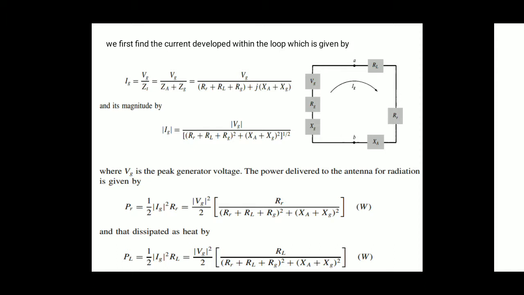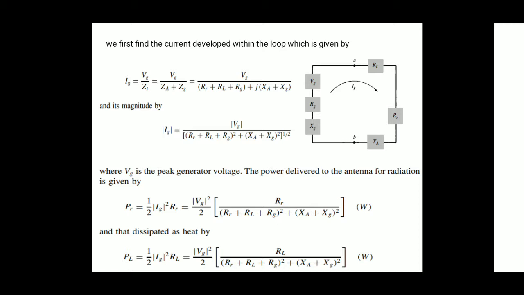The power delivered to the antenna for radiation purposes is given by PR equals 1 by 2 Ig square multiplied by small r, which is the radiation resistance. So this power represents the power delivered for the radiation purpose. So we can write these equations.